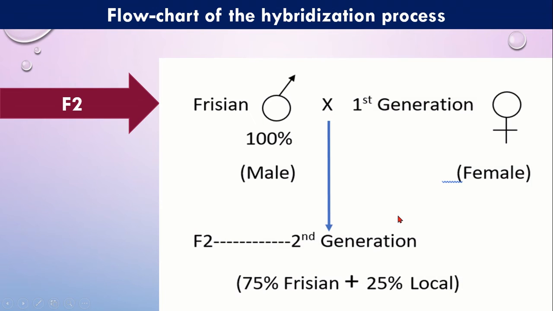Again, second one: we inseminate this Friesian semen to the first generation. We know that the characteristics of the first generation will be 50% Friesian and 50% local. So when you inject this one here, the second generation will be 25% local plus 75% Friesian characteristics. I told you before, when the hybrid process is continuing, 50% is always reduced from the local characteristics.